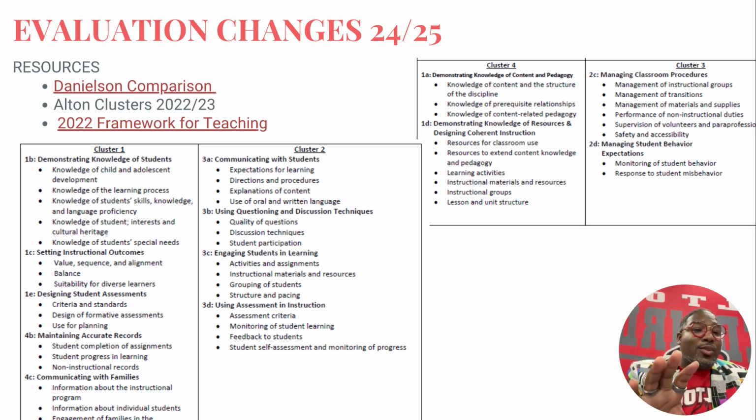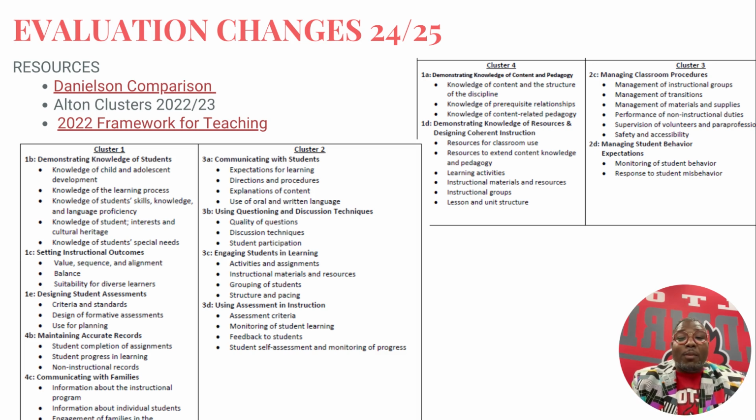Understanding that, here are the clusters that Alton used to have. Alton School District does not use all of the 22 components within those domains. So you will understand that, and you'll have the 2022 framework of teaching document as a resource for you. So, going through clusters 1, 2, 3, and 4 for the district. Cluster 1 used to be 1B, demonstrating knowledge of students, 1C, setting instructional outcomes, 1E, designing student assessments, 4B, maintaining accurate records, 4C, communicating with families.